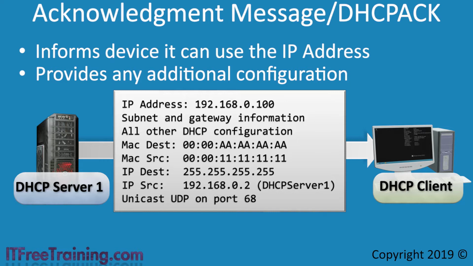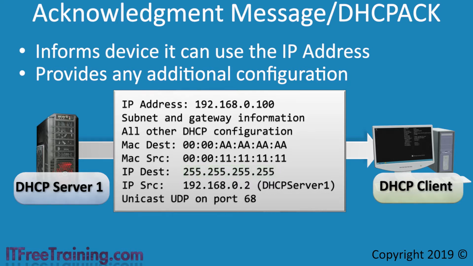I won't worry about pointing out the details of the information sent in the message because it is much the same as the DHCPOFFER message covered earlier in the video. Source, destination, and port are the same. Notice that the destination IP address is still all 255s. Even though this is the last message that is sent and confirms the device can use the IP address, until the device receives this message, it is not actually using the IP address.